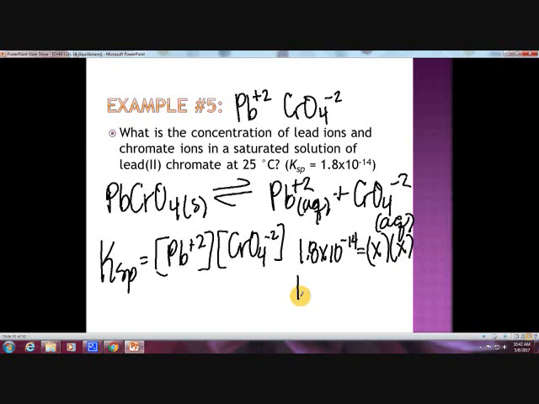1.8 times 10 to the negative 14 is equal to X squared. So how do we get X by itself? Take the square root of both sides. What is the square root of that? If you're using my calculator, you have to type in the number first and then hit the square root button.